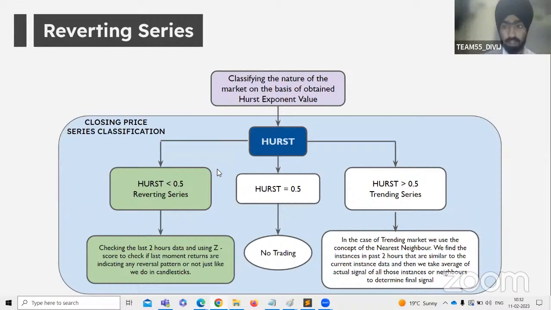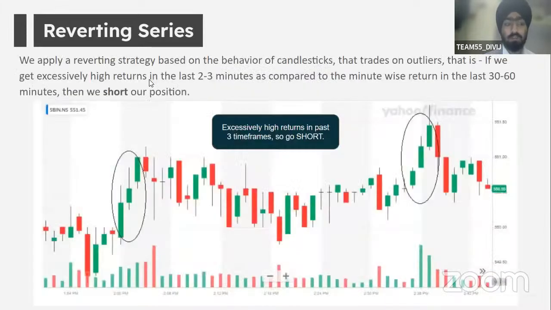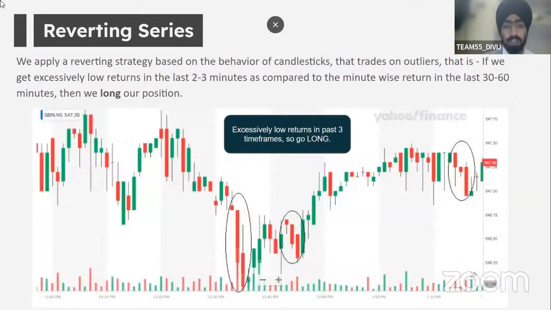Now this is the hypothesis for reverting series. This strategy is for reverting markets that trades on outliers. Let's take an example of the State Bank of India candlesticks graph. As observed in the graph, we can see whenever we get excess returns in the last 2-3 minutes as compared to 1 to 2 hours, then the series seems to take a reverse turn in the prices. Similarly, whenever we get excessively low returns in the last 2-3 minutes as compared to the last 2 to 3 hours, then the prices seem to take an upward turn.